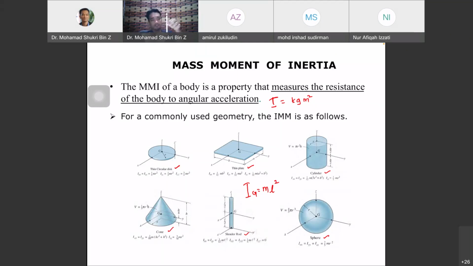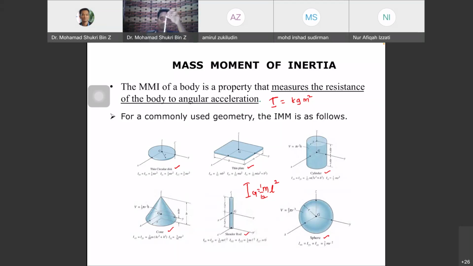Kalau kita ada rod saja macam ni, dia berpusing pada gravity, macam ni. So pada gravity ni, mass moment of inertia dia adalah 1/12 ml square, mass darab dengan panjang square. Dia berpusing pada paksi G. Masalah pendulum tadi, dia berpusing pada titik atas kat sini, bukannya dia berpusing pada tengah, tapi dekat atas.